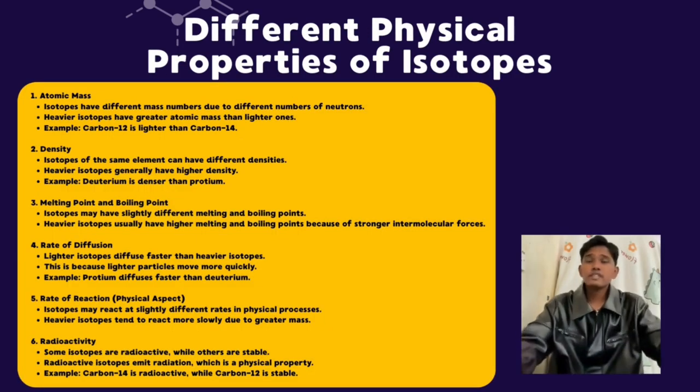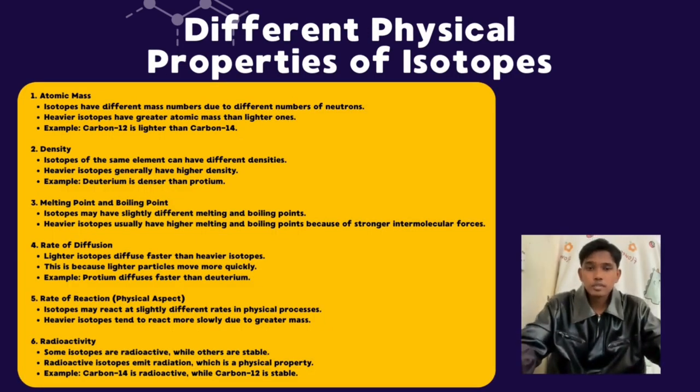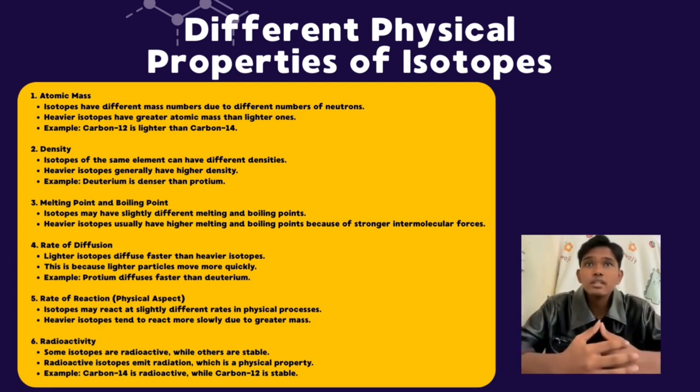Next, different physical properties of isotopes. Number 1, atomic mass. Isotopes have different mass numbers due to different numbers of neutrons. Heavier isotopes have greater atomic mass than lighter ones. Example, carbon-12 is lighter than carbon-14.